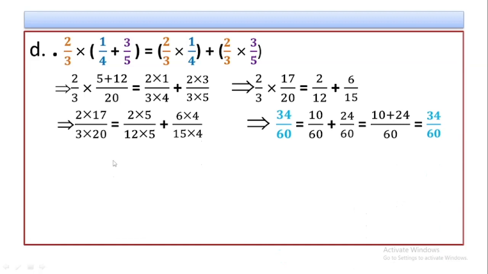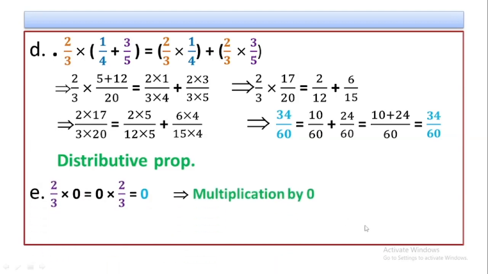Then finally we get the result: the right side is 34 over 16 and the left side is also 34 over 16. That means the distributive property. So this is the distributive property of multiplication. This is always true. The last one is 2 over 3 times 0, 0 times 2 over 3.